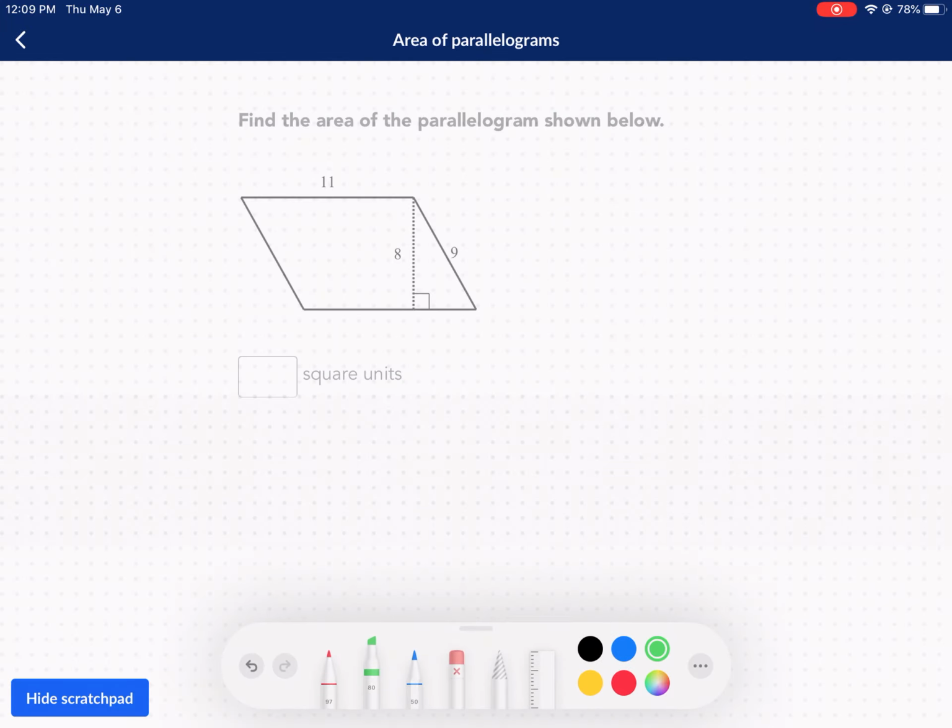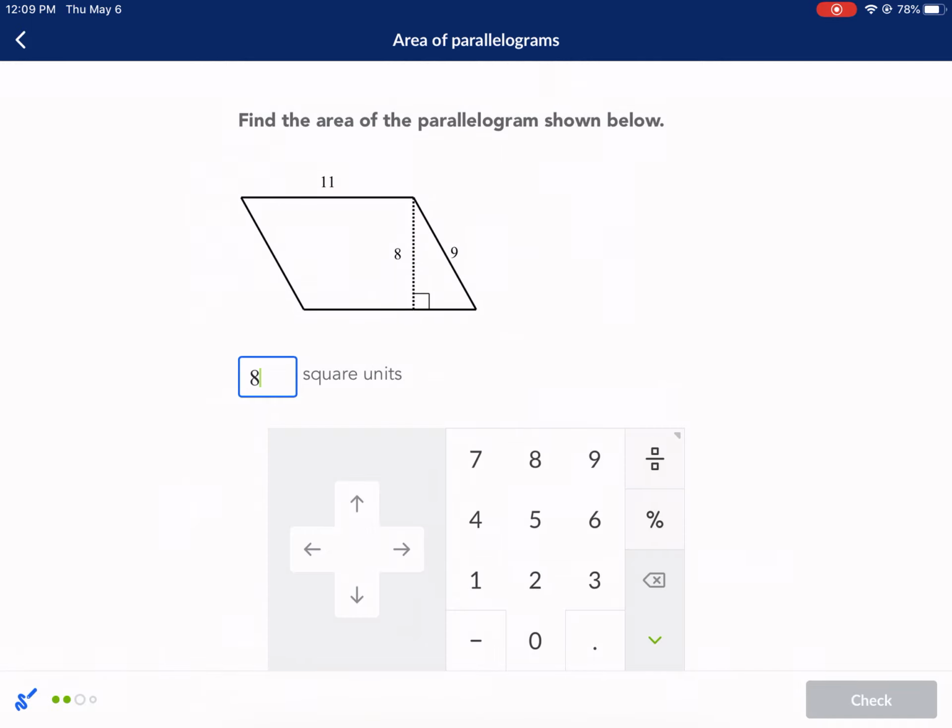Okay, this might trip you up, but again, this 9 does not have a perpendicular distance, so we're not going to use the 9. Instead, we're going to use 11 because it has a perpendicular height, which is 8. We'll call this the base, this the height, and we'll multiply the two to get 88 square units.